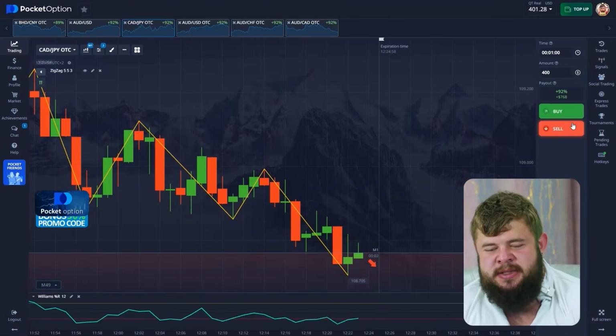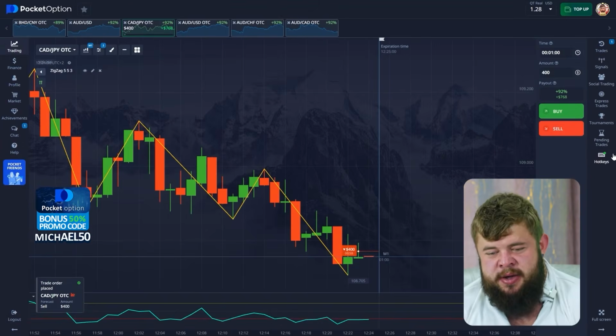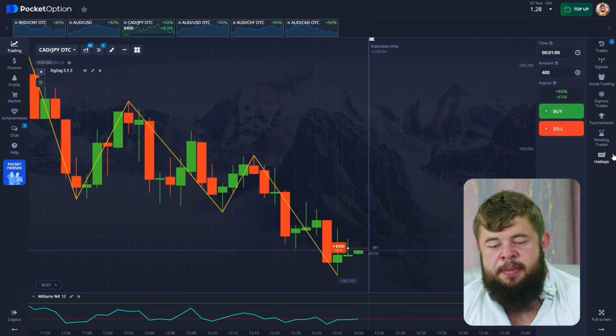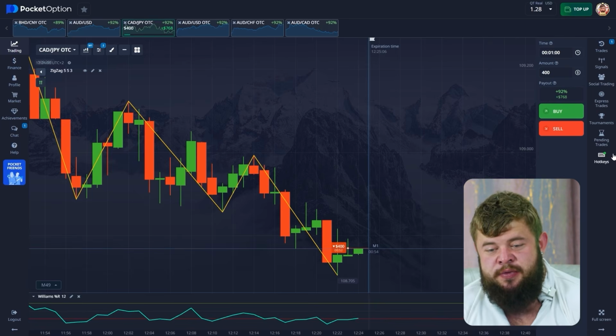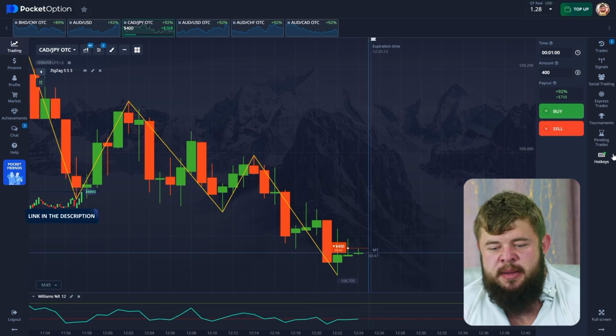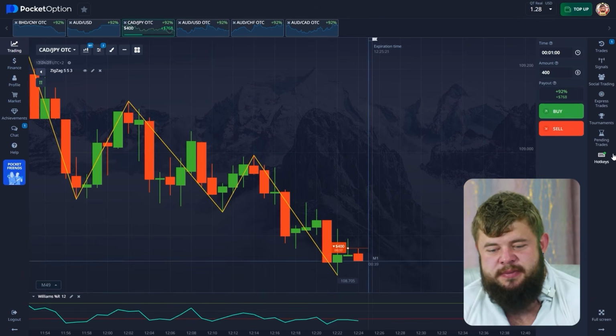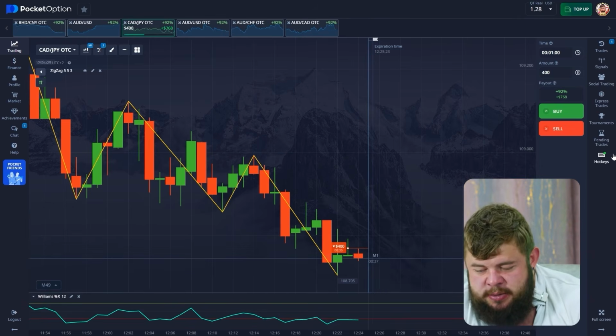Let me try to open a sell position here, because I think we have already passed a long way to the upper edge of the declining channel, to the roof of this channel. And now I think we will start the opposite movement, declining towards the bottom line of the declining channel. And yeah, so that's it. We have invested our $400. Let's check what will happen.